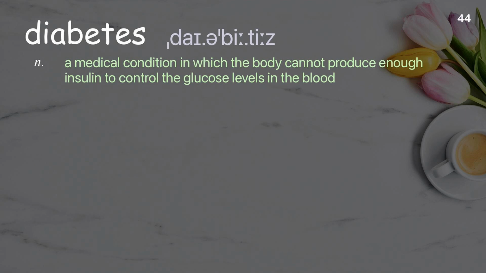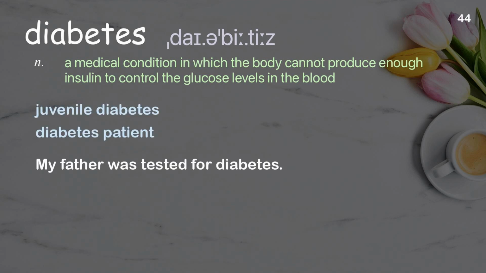Diabetes. A medical condition in which the body cannot produce enough insulin to control the glucose levels in the blood. Examples: Juvenile diabetes, diabetes patient. My father was tested for diabetes.